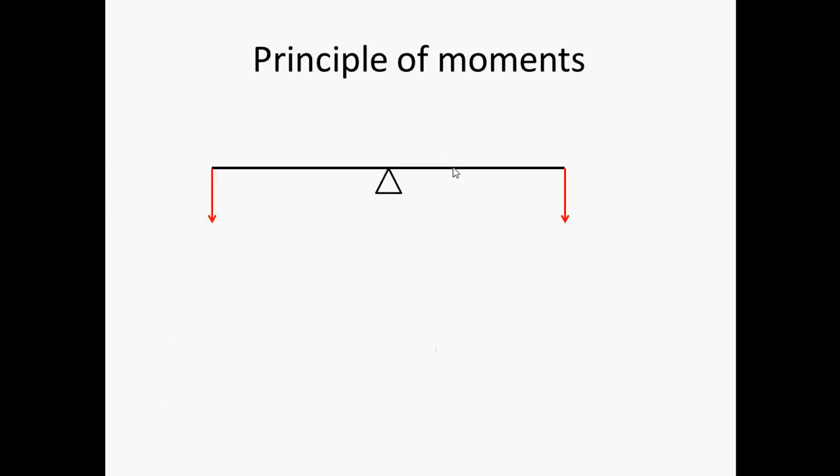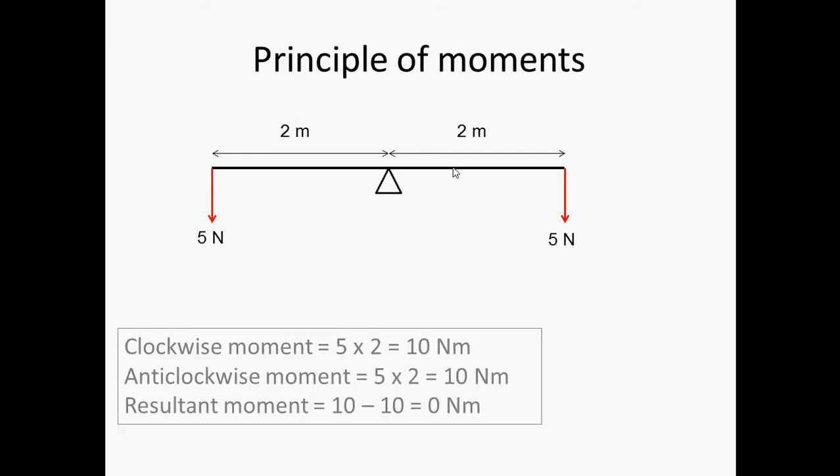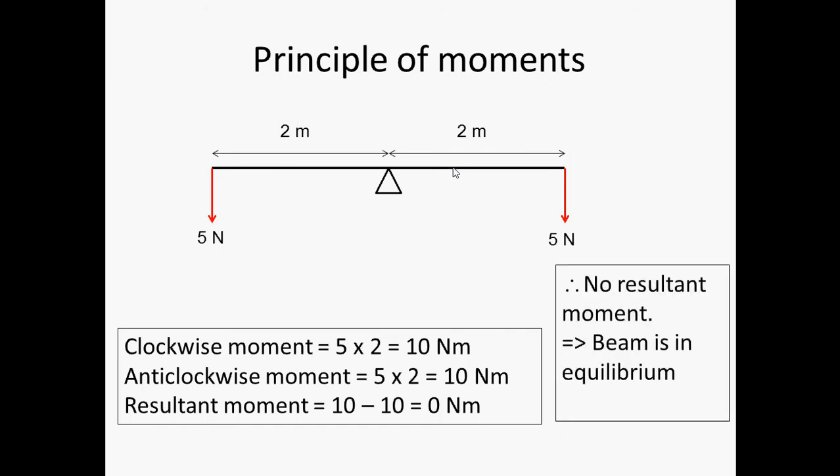But what happens if you have an equal force placed at an equal distance away at the opposite side of the seesaw? What will happen? Now, if you do a calculation, you realize that the clockwise moment is 5 times 2. The anti-clockwise moment is also 5 times 2. So if you subtract these two moments because they are in the opposite direction, you get 0 Newton meter. So it means that there is no resultant moment, and because of that, the beam is at rest or in equilibrium.